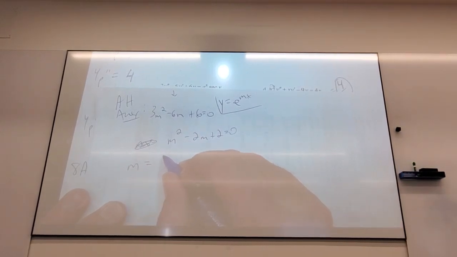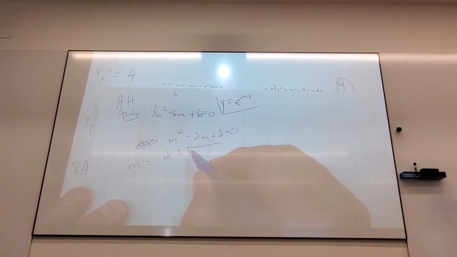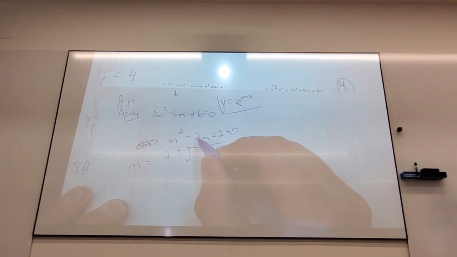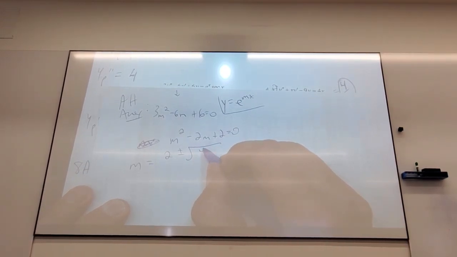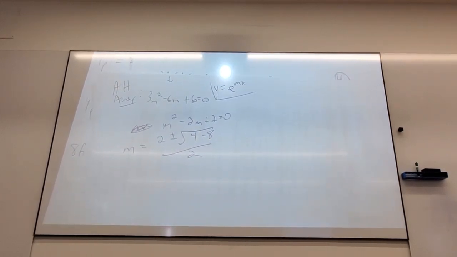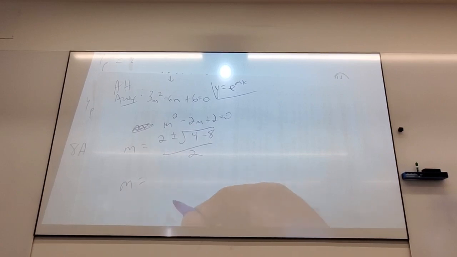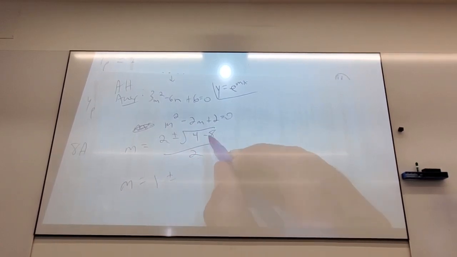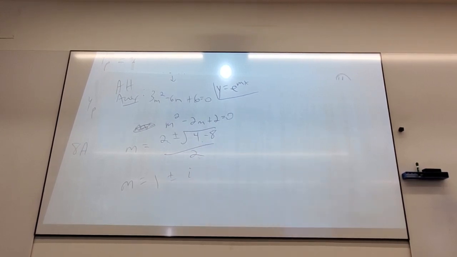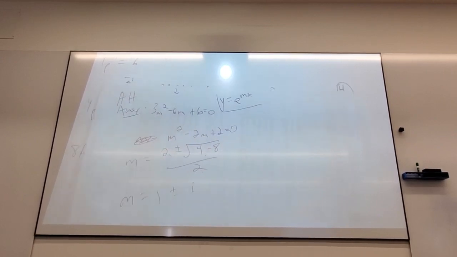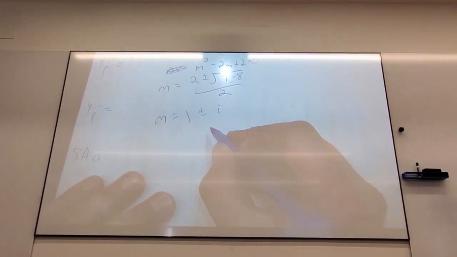m equals negative b plus or minus the square root, right? That's a square, my boy. 2 divided by 2 is 1, that's insane. Square root of negative 4 is 2i. Divided by 2 is just i. So what's alpha? Well, alpha and beta in this case are 1.